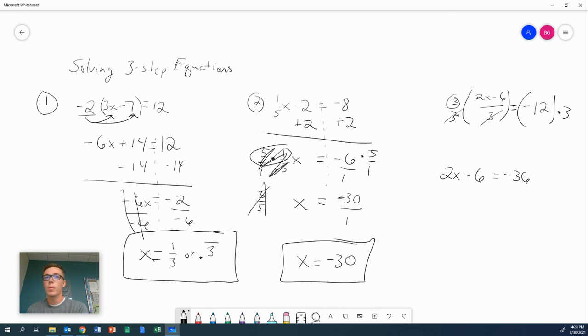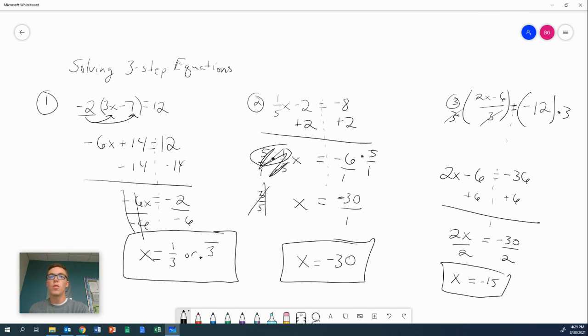Now we're going to finish just like we did in that two-step. Get rid of the minus 6 first, so add 6 to both sides. So we get 2x equals negative 30. Then to get rid of the 2, you have to divide by 2 on both sides. So we get x equals negative 15.